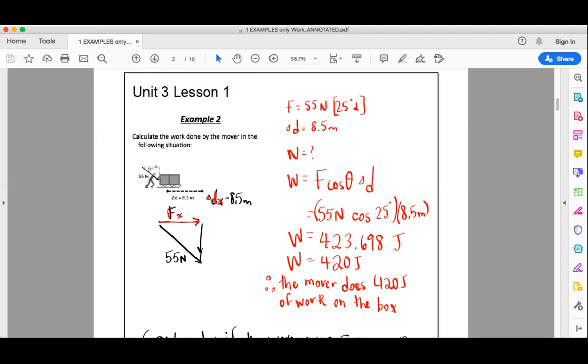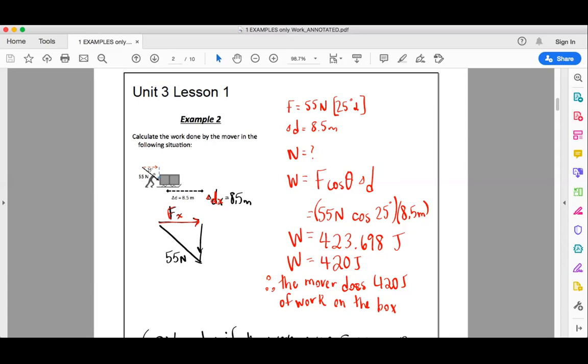So the angle between force, which is this red here, and D, so if we translate that red arrow onto the black line, there are 0 degrees between them. The force is at an angle downwards. If we translate this black angle to the black dotted line, there's an angle of 25 degrees between them. So 55 cos 25 times 8.5 is equal to 420 joules.